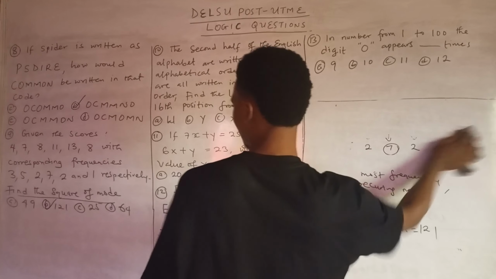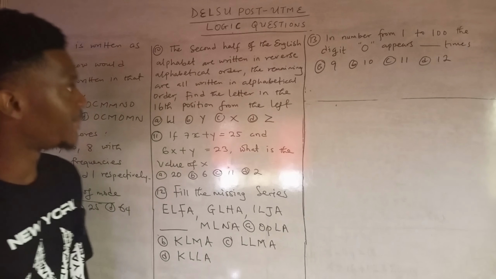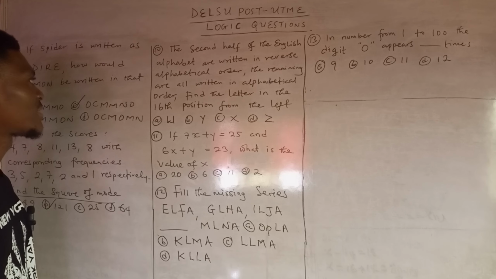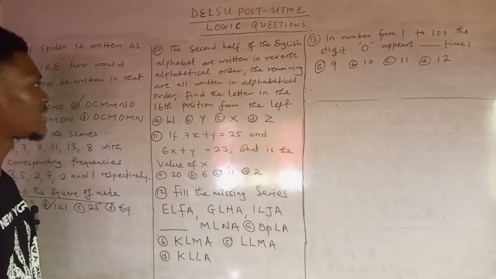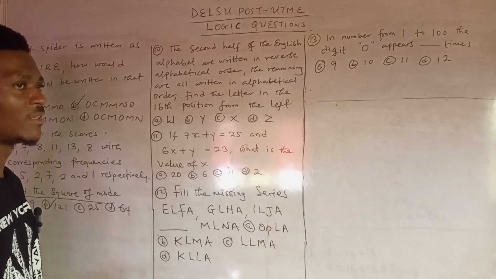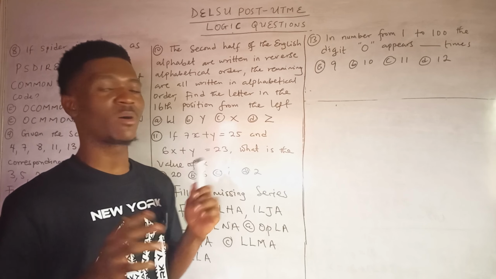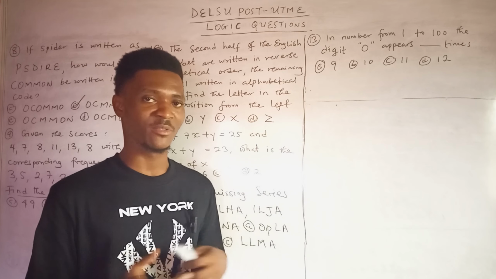Then the next question is question 10. The second half of the English alphabet are written in reverse alphabetical order. The remaining are all written in alphabetical order. Find the letter in the 16th position from the left. Now, you know that this question is taking our mind to our primary school where we used to recite ABCD and all that.